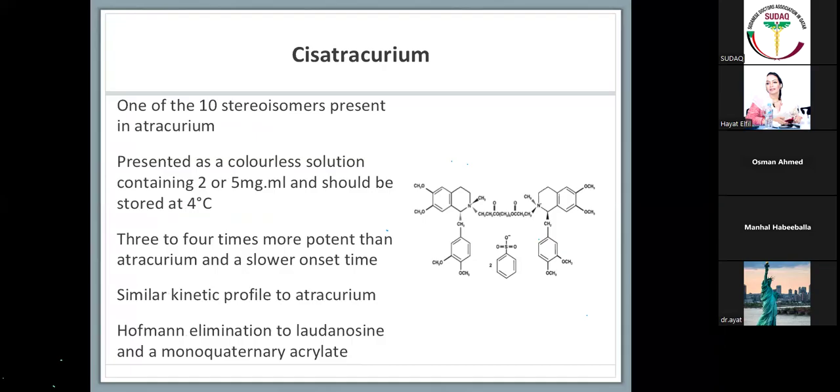It is again presented as a colorless solution. It contains around 2 or 5 mg per ml and should again be stored in the fridge at 4 degrees Celsius. It's 3 to 4 times more potent than atracurium, and it has a slower onset time because, again, you see the reciprocal nature of those: if it is potent, then the onset time will be slower or longer. It has a similar kinetic profile to atracurium: Hofmann elimination to laudanosine, and monoquaternary acrylate.